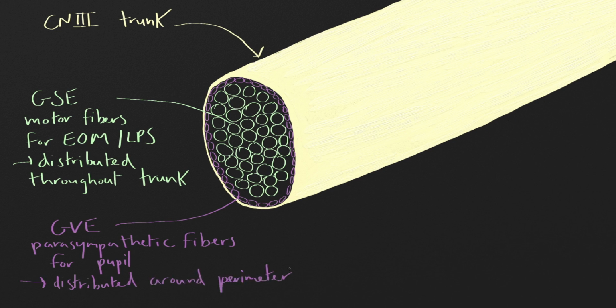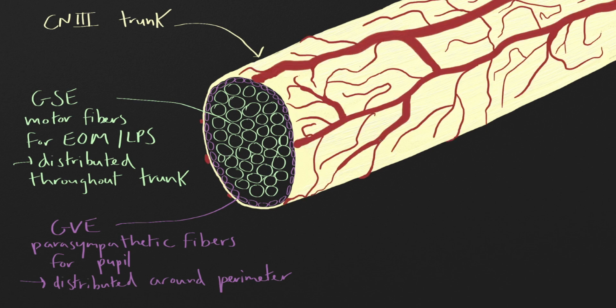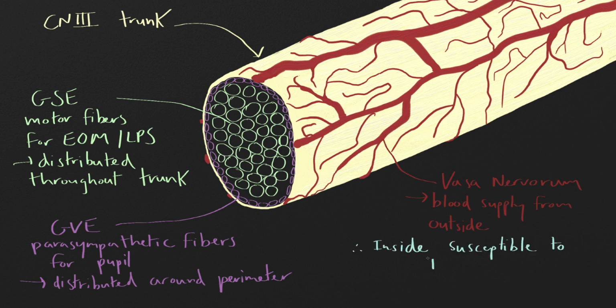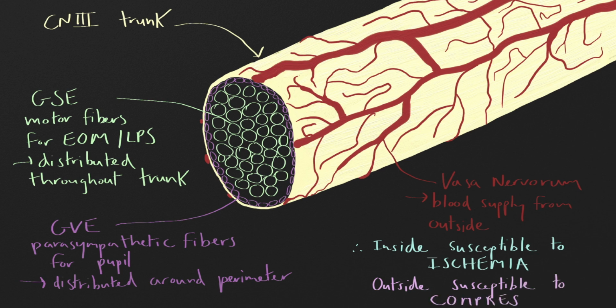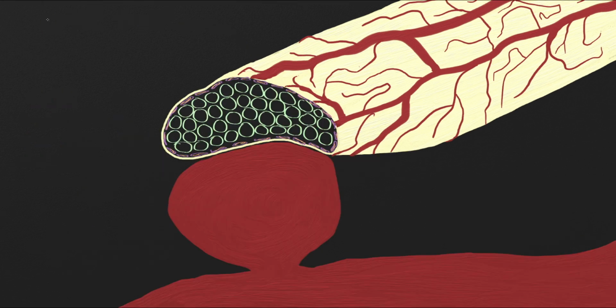Now, what about the blood supply? So let's bring that up here. The rich capillary network surrounding the nerve is called the vasa nervorum. And as you can see, the blood supply is coming from the outside and going in, so the core part of the nerve will be the most susceptible to ischemia. And on the other hand, the outside part of the nerve with the parasympathetic fibers delicately wrapped around it will be most susceptible to compression. Now let's have a look at an example of each of these situations.